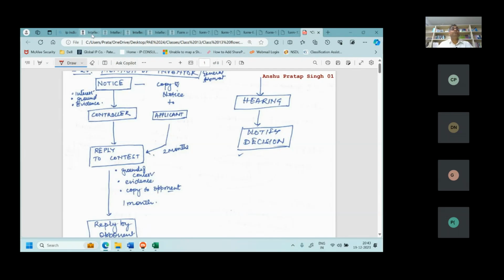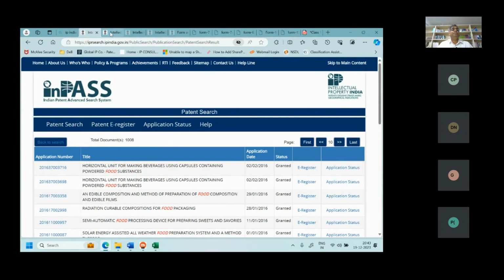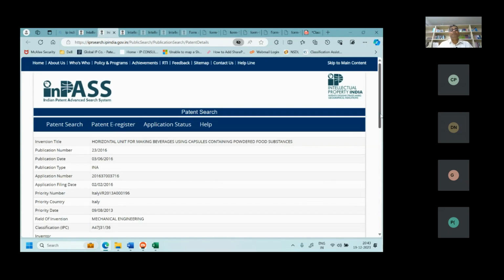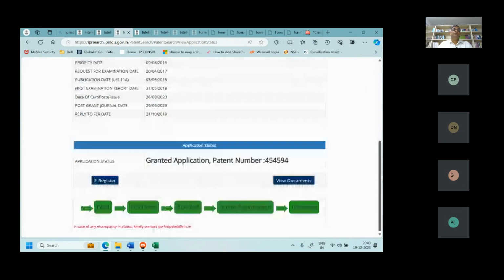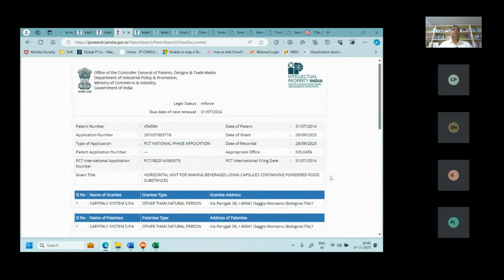Now, before we leave, let's go to the e-register part. You can access the e-register here. For any granted patent, if you enter, you can go and see the view application status. Here you can see the e-register. It says the legal status is in force. Due date of next renewal is 24. What kind of application it was. The date of grant is this, and the date of recordal is the same.